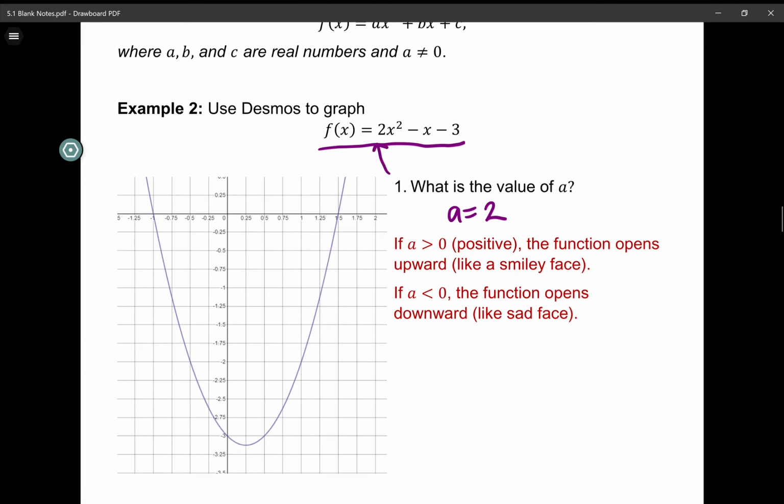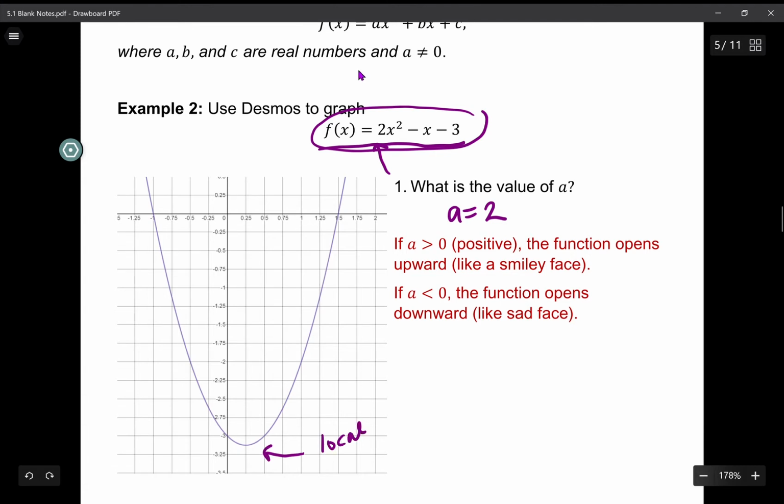And here's a general rule for you. If a is greater than 0, if it's positive, the function will open up like a smiley face. If a is less than 0, the function opens down like a sad face. So that's something you can tell. I'm using the graph to help me, but even if I didn't have the graph, I could look at this function and I could look at my a value and I would know that the function opens up like a smiley face and that my vertex is going to be a local min, right?